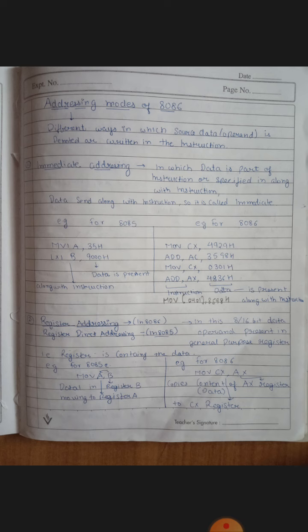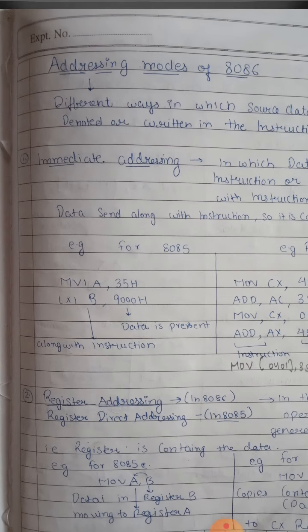First of all, we will study the microprocessor 8085. There are 5 addressing modes in microprocessor 8085, and in 8086 there are 8 addressing modes. The first 5 are the same and the remaining 3 are different. Now you got it: what is the basic meaning of addressing mode? It is just a specification, or a way of writing a particular instruction. So let's start with the first addressing mode.